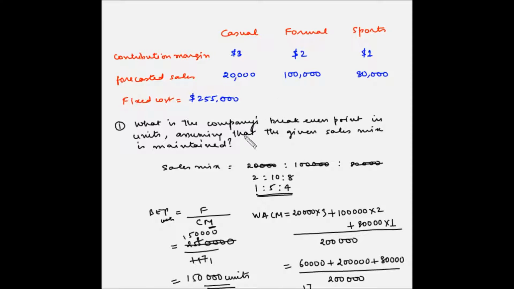So now this is the overall sales, but we can also find out the individual sales needed for each of the products, because we have been given that the sales mix is being maintained. So the first product line, which is casual, has a ratio of 1:5:4. That means out of a total of 5 plus 1 plus 4, that is 10 parts, the casual product line has a portion of 1. Similarly, the formal product line has a portion of 5 out of the total of 10, and the sports shoes has a portion of 4 out of a total of 10.